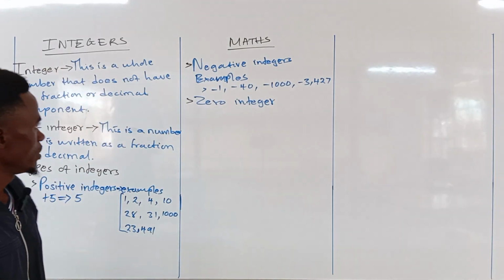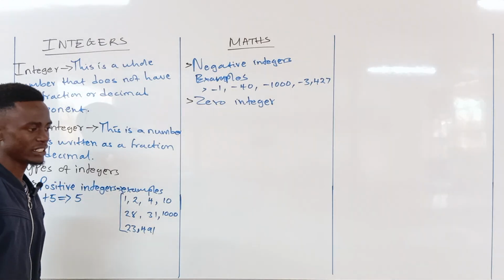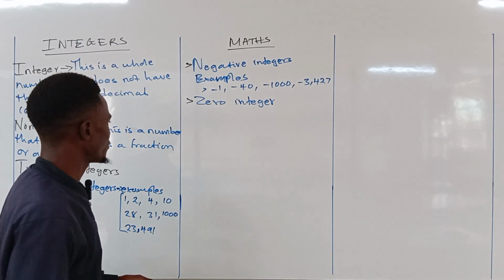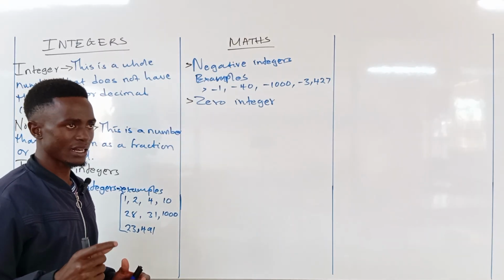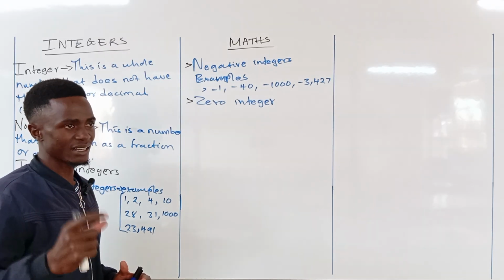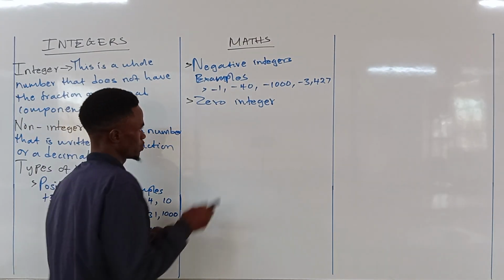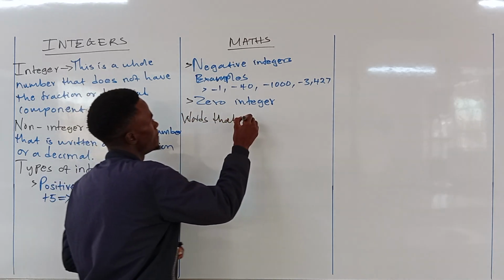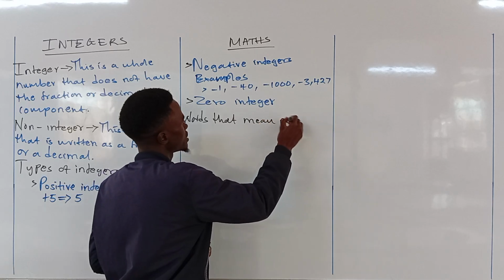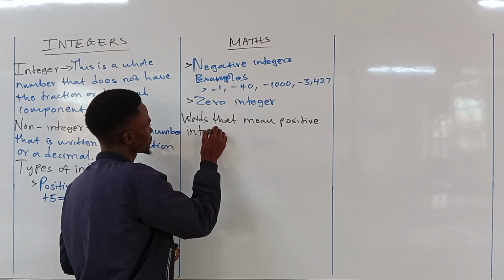Now, in this case, we want to look at situations in which we can talk about a number, whether it is positive or it is negative. For example, we have words that you can meet in an exam or in a question. Those words mean something, either positive or negative. So we can talk of words that mean positive integers.